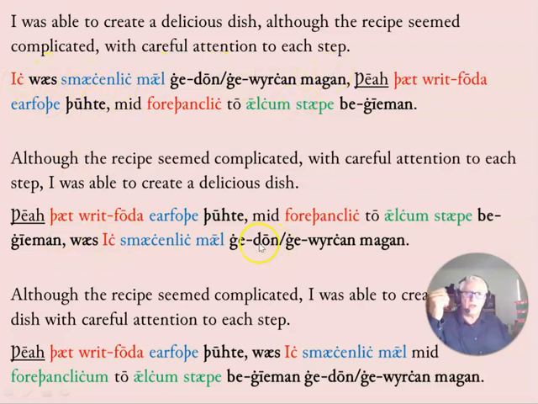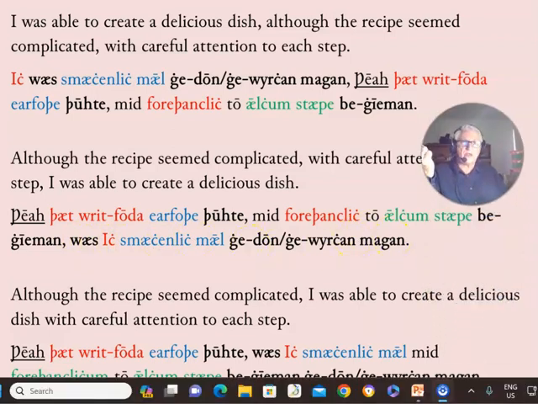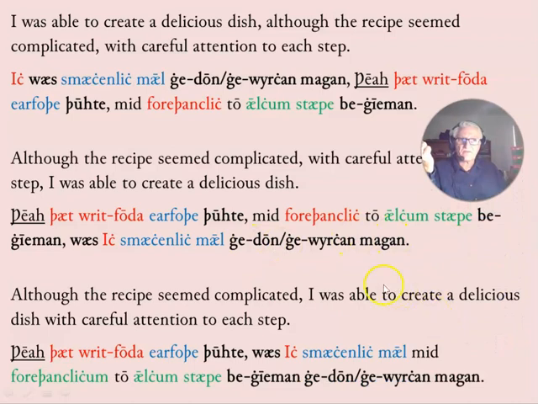Okay, and when I remove it from its primary location and attach it to another clause, I have to swap the order of the verb and the subject. It becomes was ich, this, and all the rest. Okay, one more example down here. We have: although the recipe seemed complicated, I was able to create a delicious dish with careful attention to each step. So again, the subordinate clause comes first.